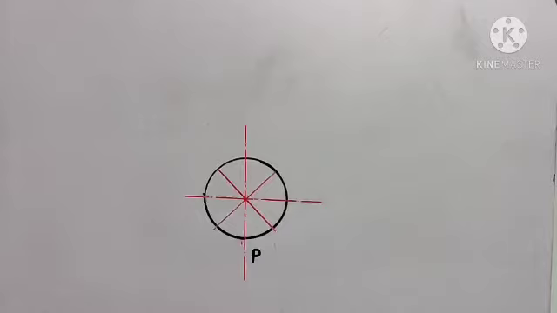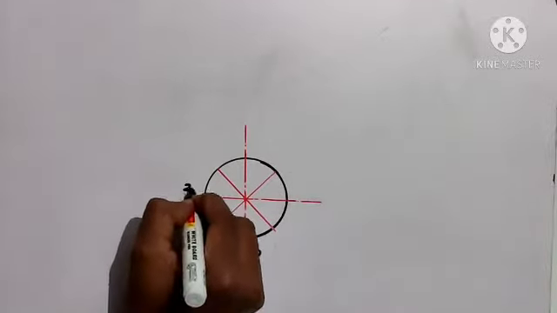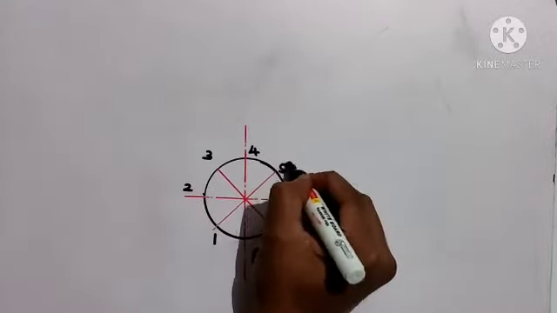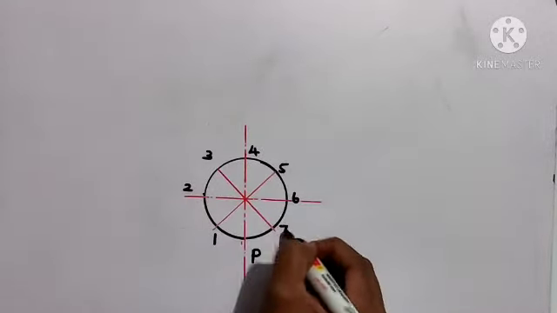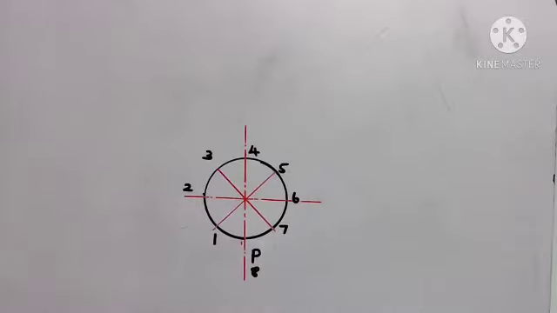Next, you need to decide whether the involute is going to generate in the clockwise direction or anti-clockwise direction. I am going to assume the clockwise direction. So we need to number in the same way. I am going to name these 1, 2, 3, 4, 5, 6, 7 and the point P will be my point 8.